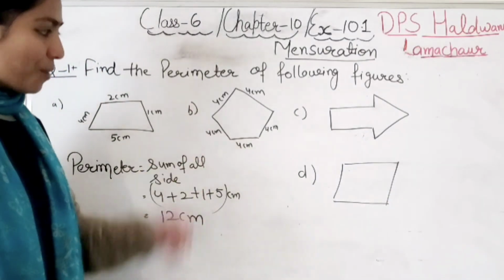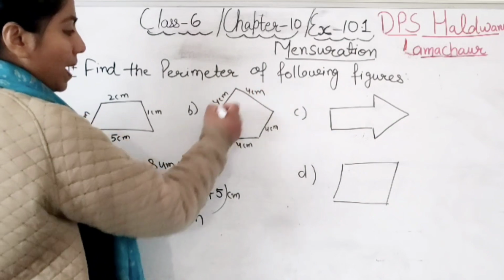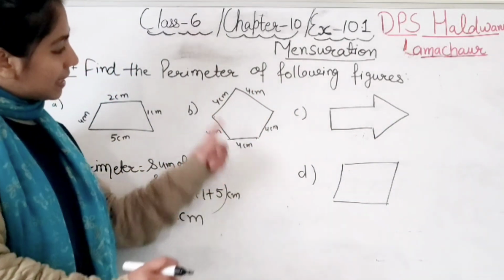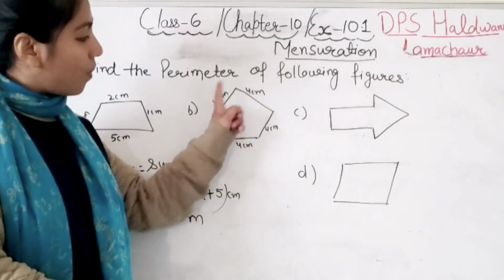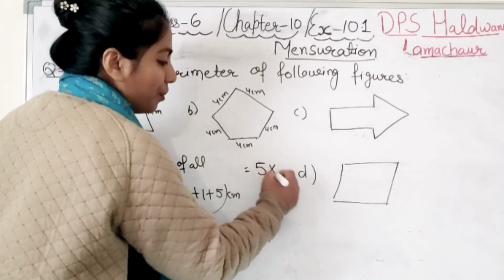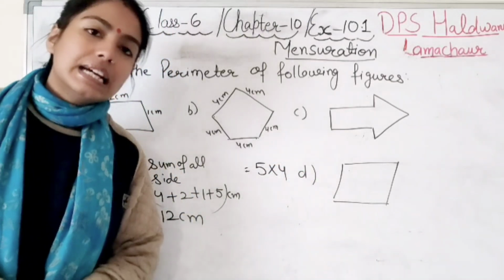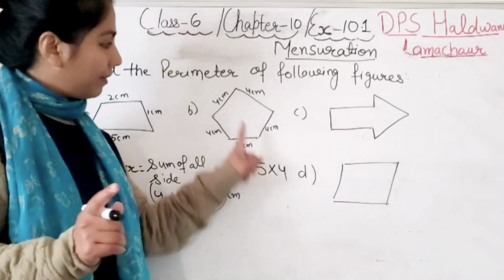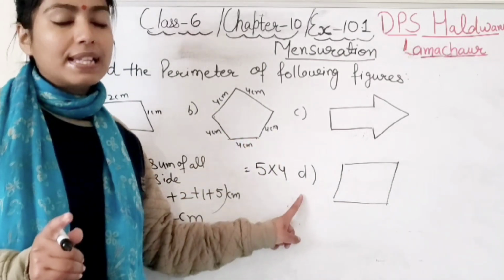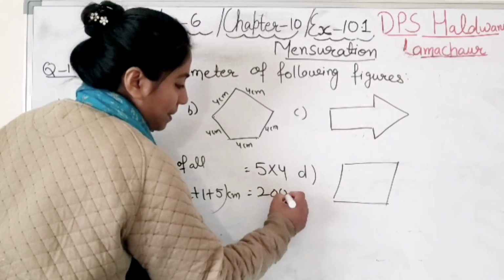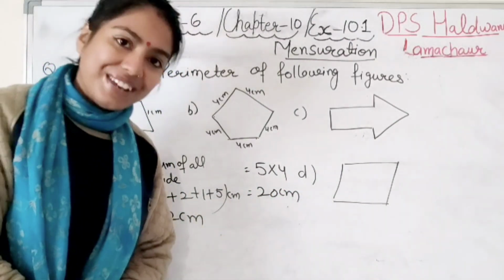Very simple. Now B part, as you can see, 1, 2, 3, 4, 5. It is a pentagon. And as you can see, it is a regular pentagon. All sides are same. So simply you can write down 5 into 4. Because if all the sides are same, then you will multiply the number of sides with the single side, right? 5 total sides into one side, that is 4 only. So 5 4s are 20 centimeter. Right student? Very simple, no?